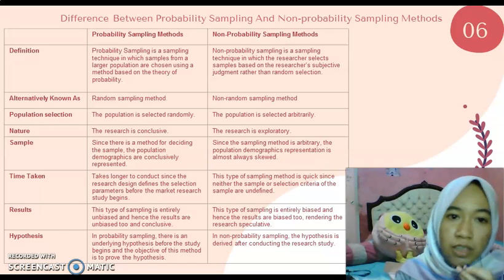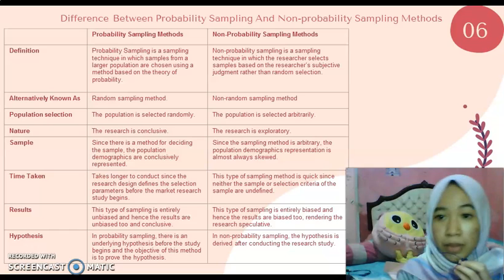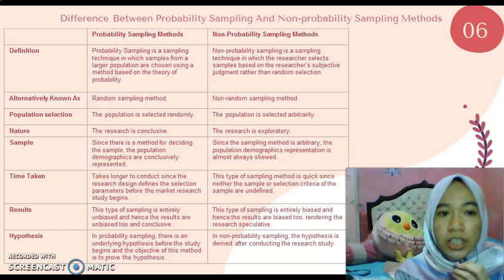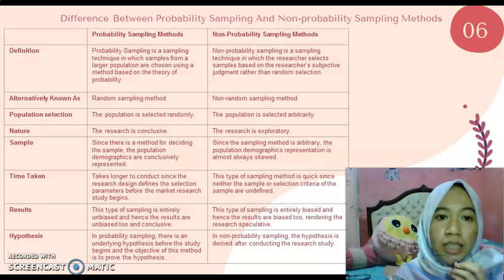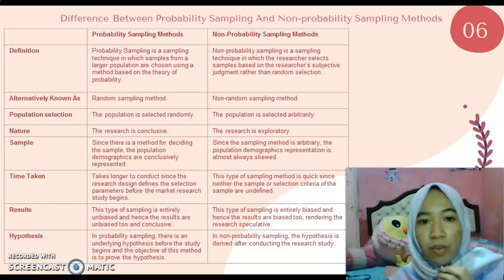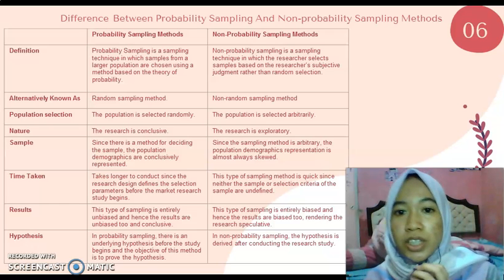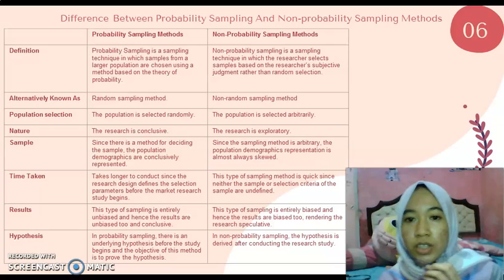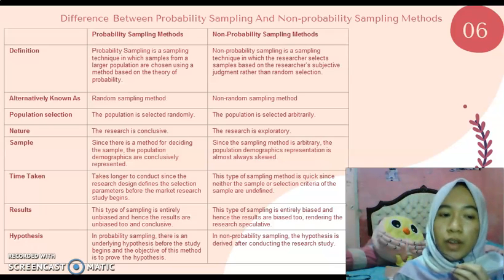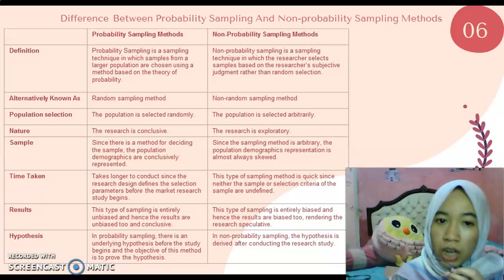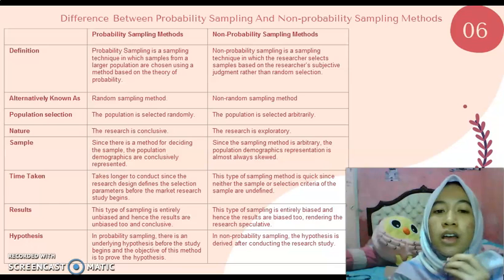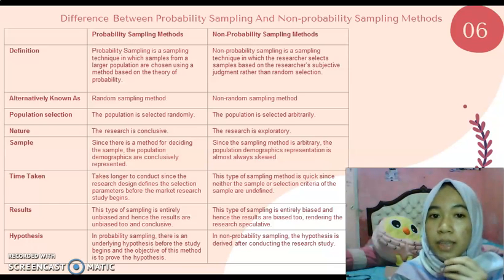And the last is the difference between probability sampling and non-probability sampling method. Definition: probability sampling method is a sampling technique in which samples from a large population are chosen using a method based on the theory of probability. And non-probability sampling is a sampling technique in which the researcher selects samples based on the researcher's subjective judgment rather than random selection. Alternatively known as random sampling method for probability sampling, and non-random sampling method for non-probability sampling.